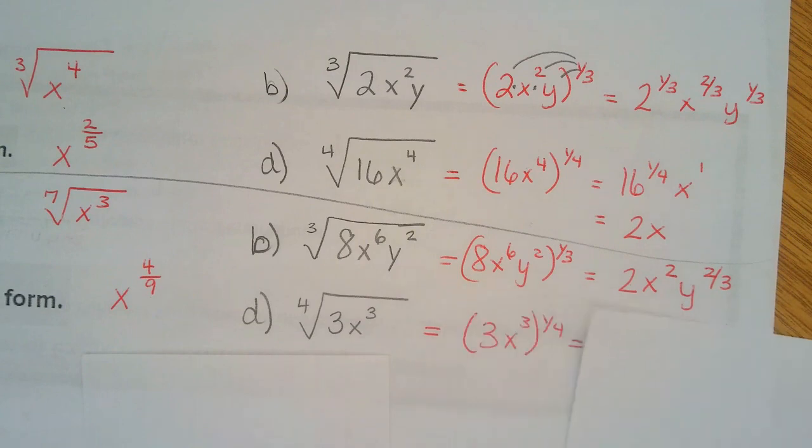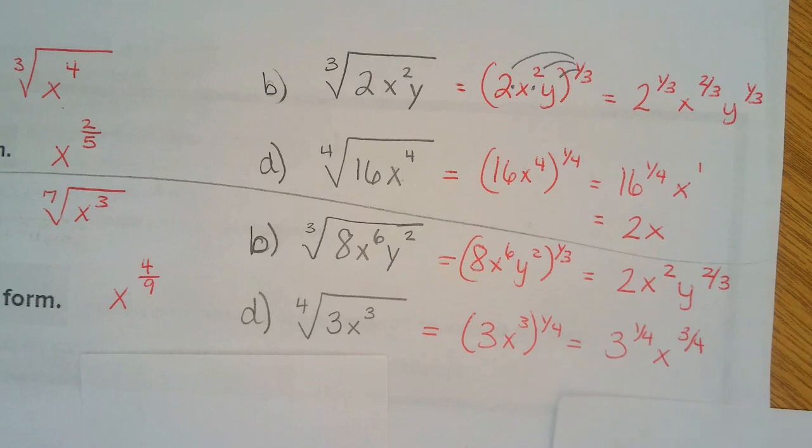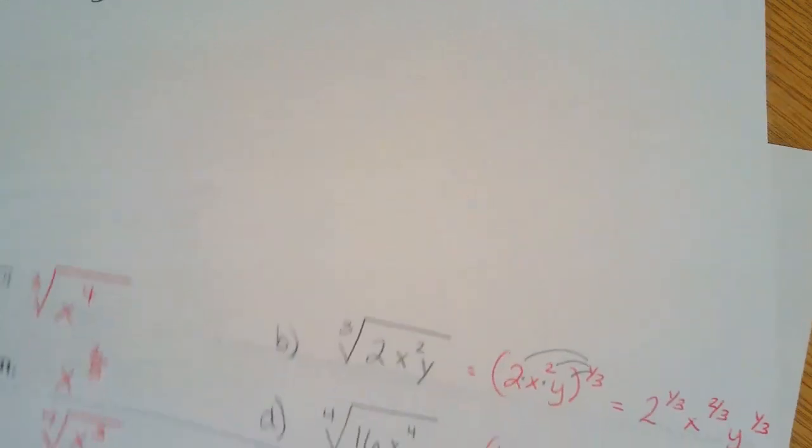Fourth root means I'm going to rewrite it as a power of 1/4, and then everybody gets it. So 3 to the 1/4 and x to the 3/4. Okay, so that's going to conclude day 1 of just practicing those exponent rules.